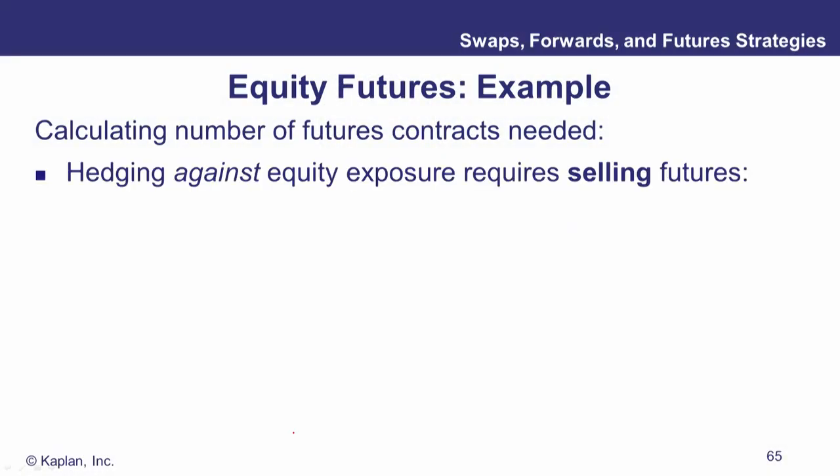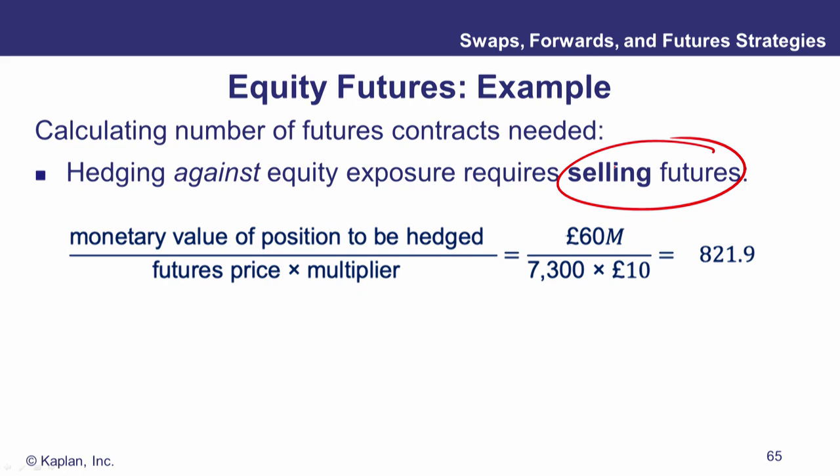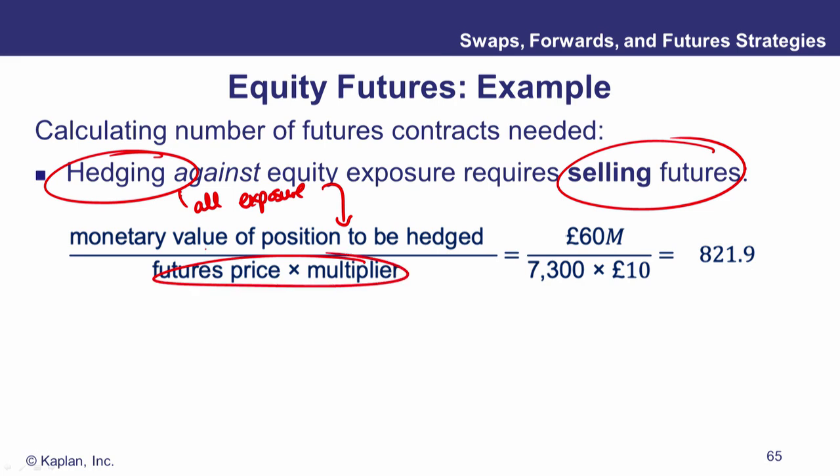So in most simple terms, we know we're going to be selling futures. The question is how many, all right? If you're going to hedge everything, actually that's really simplistic. If you're hedging all exposure, just take the monetary value of your position and divide by the exposure of one contract. The exposure of one contract, as I've already said, is the futures price multiplied by the multiplier. So here you get 60 million that needs to be hedged.